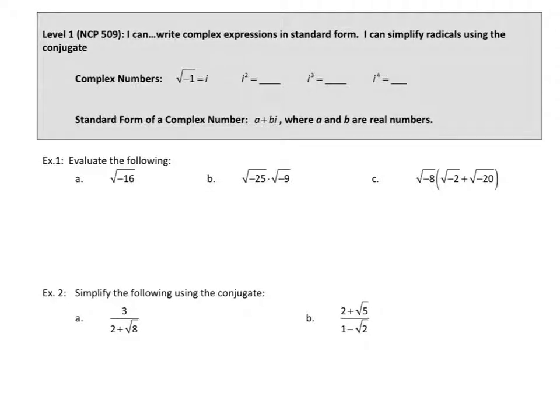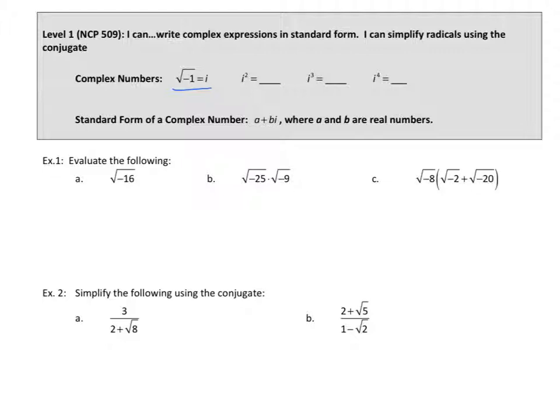In Level 1, we will be writing complex expressions in standard form and simplifying radicals. In the past, whenever we had a negative under a radical, we just said it wasn't a real number and we moved on. It's still not a real number, but we have a symbol that we use to work with imaginary numbers, and that symbol is i.